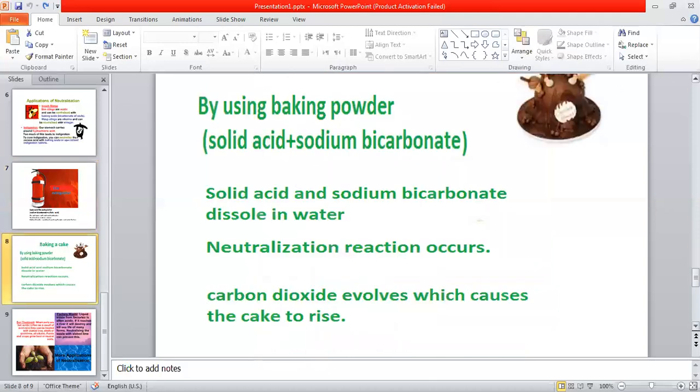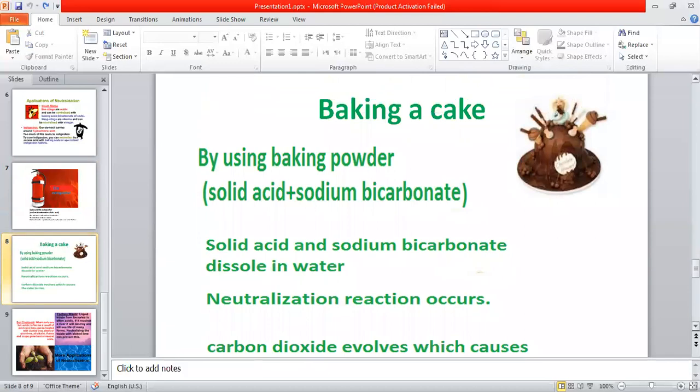Let's take the next example, baking a cake. And this is a picture of a cake. Of course, we can put any picture of any cake. When I say baking a cake, what will I use here? I will use baking soda or baking powder. So what does the baking powder contain? It contains solid acid and sodium bicarbonate. Any baking powder contains solid acid plus sodium bicarbonate.